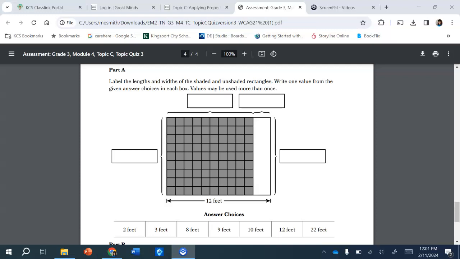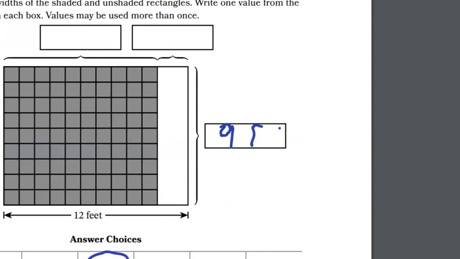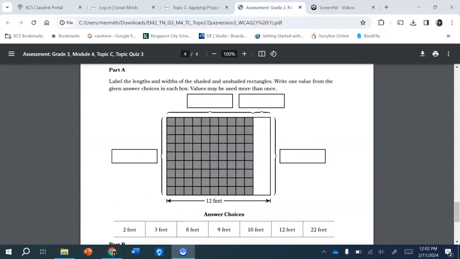So let's start with the shorter side, this length here. We have 1, 2, 3, 4, 5, 6, 7, 8, 9. So I look and that is a choice. If this side is 9 feet, then I can come over here, and I know rectangles have parallel sides that are evenly lengthed, so I can also put 9 feet over there as well. So I have a 9 foot and a 9 foot on each of those sides, and I have used this choice.